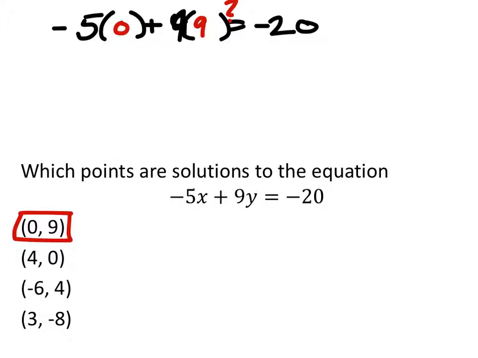Some of you guys don't need to go any further than that, but we can do it. 5 times 0 is 0. 9 times 9 is 81. 0 plus 81 equals negative 20? Nope, it doesn't. So this one is a no.